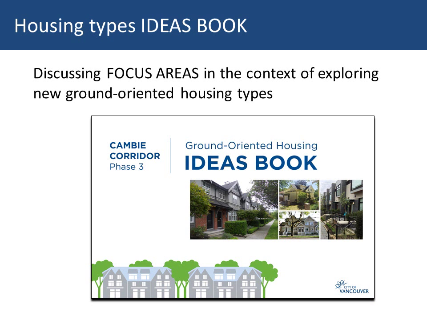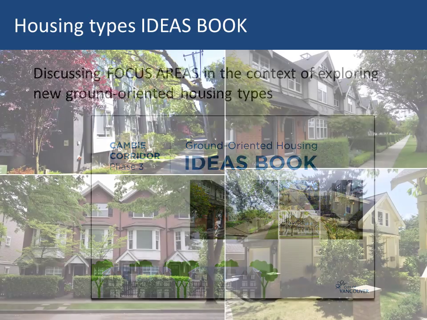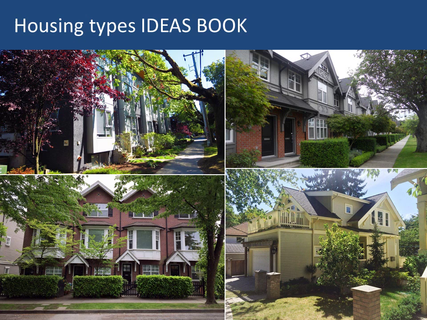To support the discussion of Phase 3 focus areas, a ground-oriented housing ideas book has been prepared. This is a collection of possible housing types to start the discussion of potential new options for Phase 3 focus areas. We expect this document and the options within it to evolve moving forward in the process. This slide shows a few images of the housing types shown in the booklet, and I encourage you to check out the booklet online at vancouver.ca/Cambie Corridor under the Documents tab.